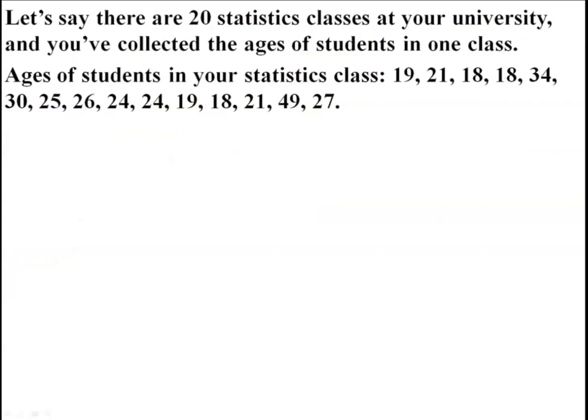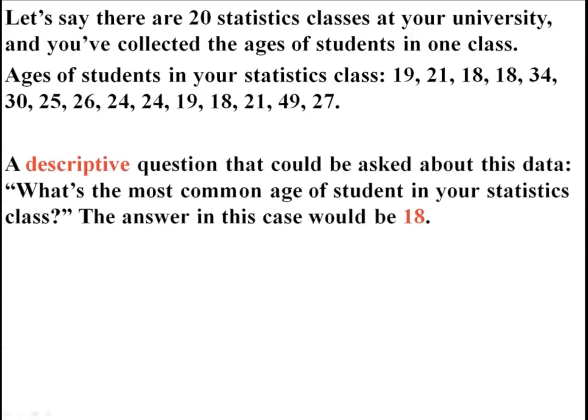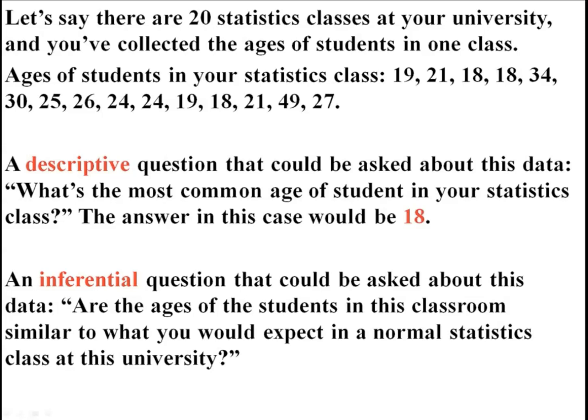Now I'm going to give you an example of these 2 things. So let's say there are 20 statistics classes at your university, and you've collected the ages of the students in one class. And right below I have 15 ages that you have hypothetically collected from different people in your class. A descriptive question that could be asked about this data is, what's the most common age of student in your statistics class? Which, in this case would be 18 because you have the most 18s out of everything. And an inferential question that could be asked about this data is, are the ages of the students in this classroom similar to what you would expect in a normal statistics class at this university? See that the first one is just asking us to describe data, while the second one is asking an additional question about that data.